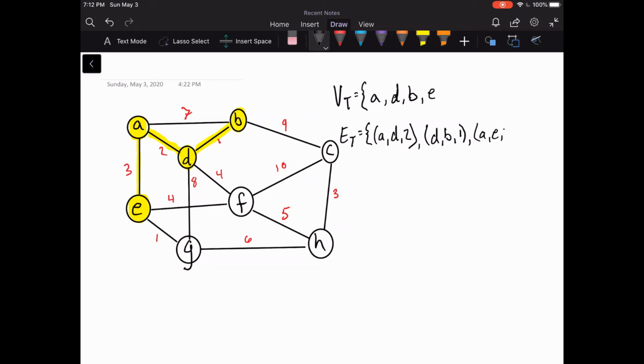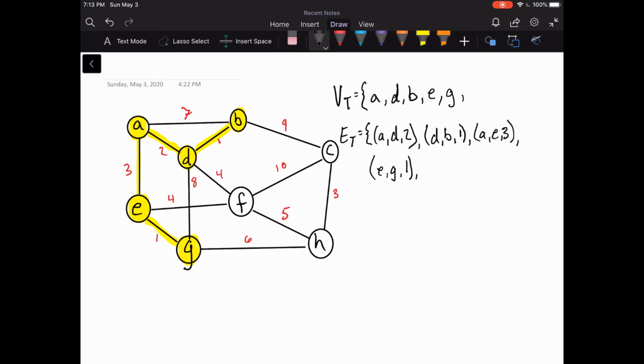And continue on with our iterations. So next up we have E to G with a weight of 1, E to F with a weight of 4, D to F with a weight of 4, and B to C with a weight of 9. Our next smallest is in fact E to G with a weight of 1. So like before, we will select those two and we will add our vertex G to our set of vertices and the edge E to G with a weight of 1 to our solution set of edges.